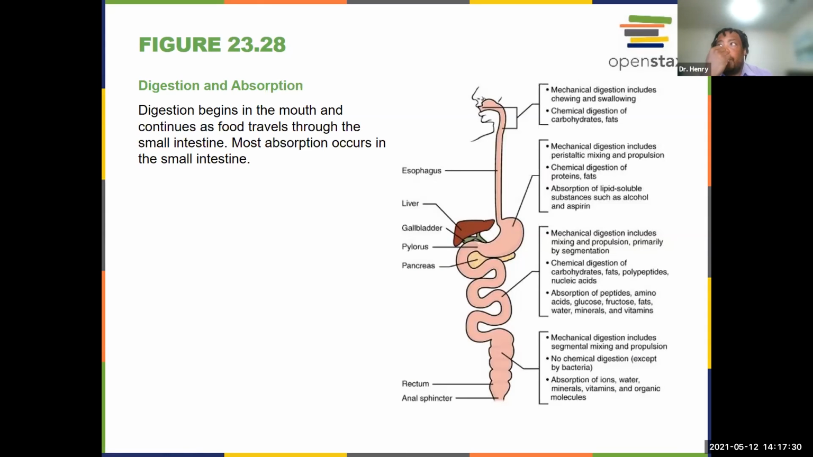This here is just basically a diagram showing you the digestion of food that's going to happen starting from the mouth. The first stage is mechanical digestion, which is our chewing and swallowing. Then we have chemical digestion, which starts to happen in our mouth itself. So we start digesting a lot of our carbohydrates and fats in those early stages.